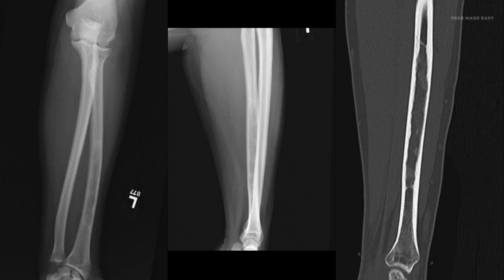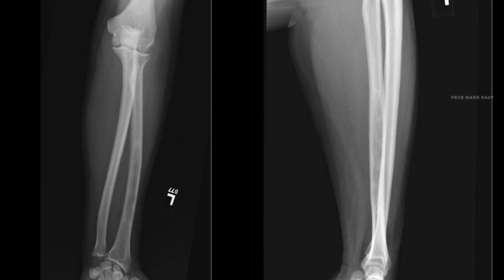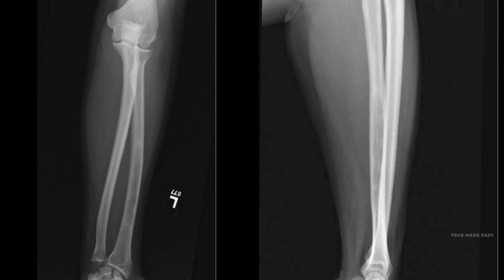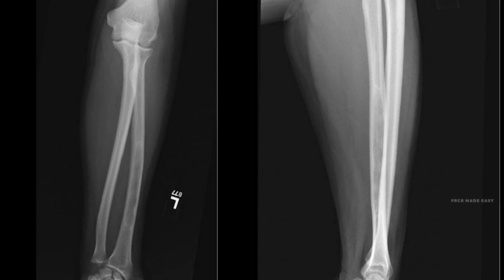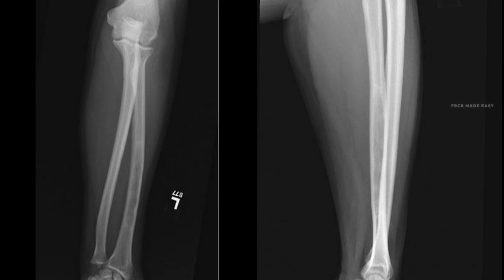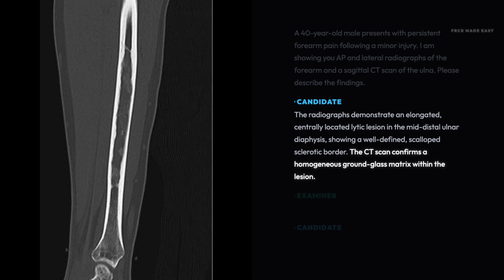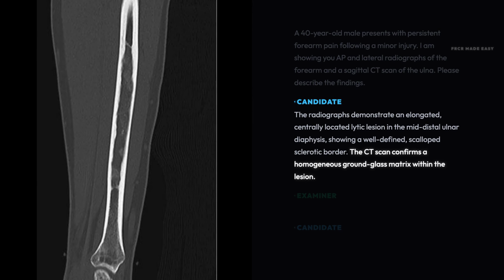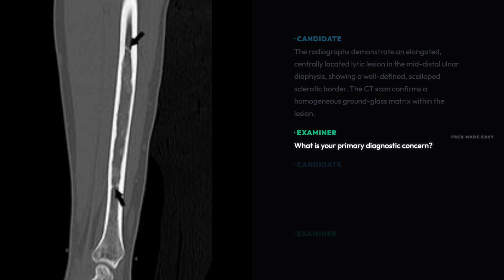Please describe the findings. The radiographs demonstrate an elongated, centrally located lytic lesion in the mid-distal ulnar diaphysis, showing a well-defined, scalloped sclerotic border. The computed tomography scan confirms a homogeneous ground glass matrix within the lesion. What is your primary diagnostic concern?